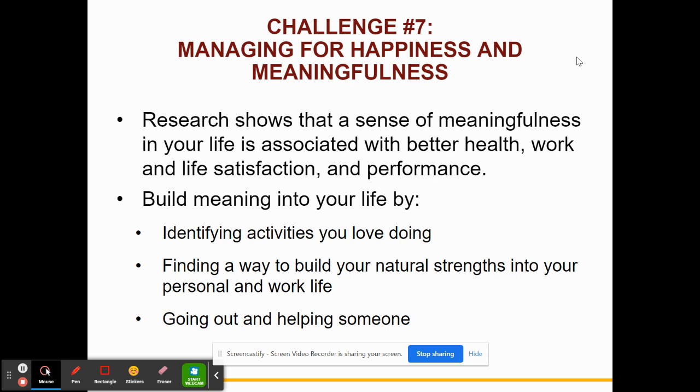Challenge 7, managing for happiness and meaningfulness. Research shows that a sense of meaningfulness in your life is associated with better health, work and life satisfaction, and performance. So it goes to show that happier people do better work. I think you can probably understand that on a conceptual level. You are probably not the most efficient and effective people when you're feeling down and gloomy about something.